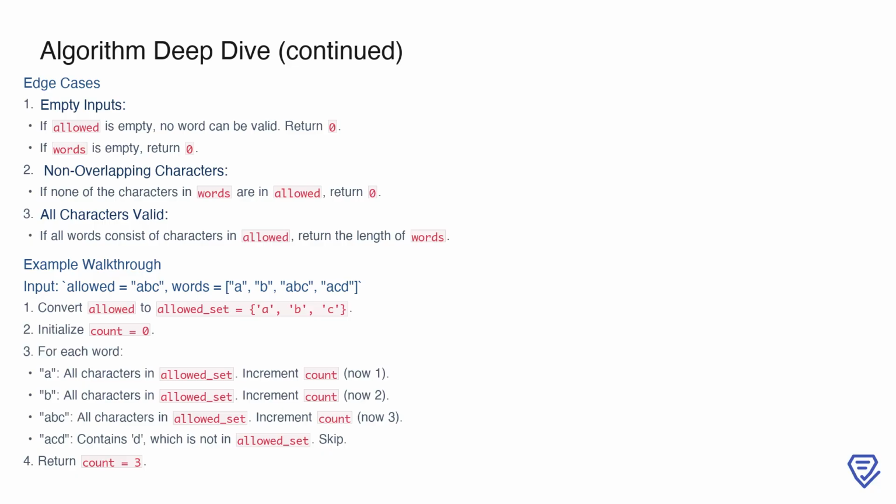On the other hand, if all words consist entirely of characters from allowed, the output would simply be the length of the words array. Now, let's revisit our earlier example with allowed equals ABC and words equals B, ABC, ACD.